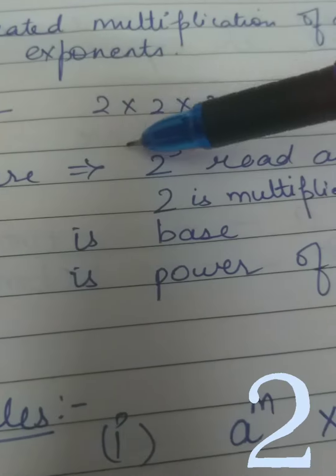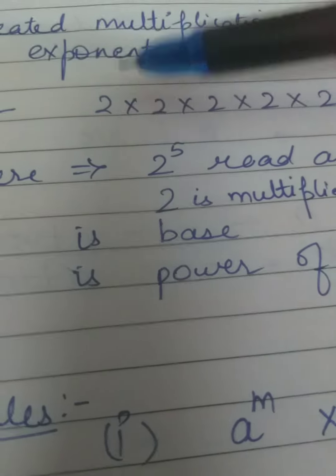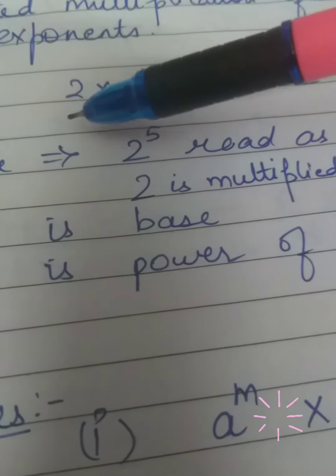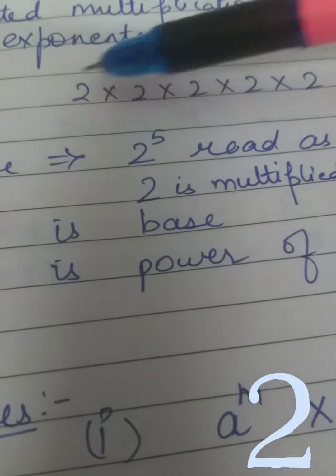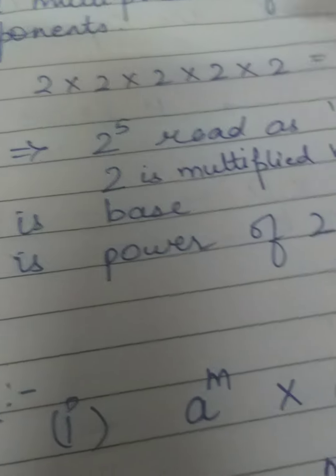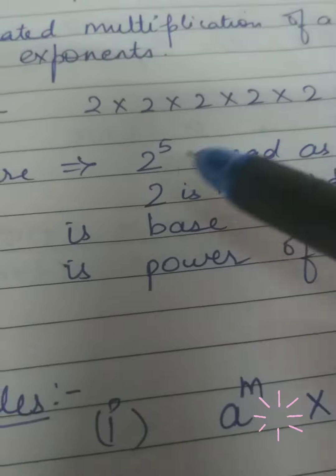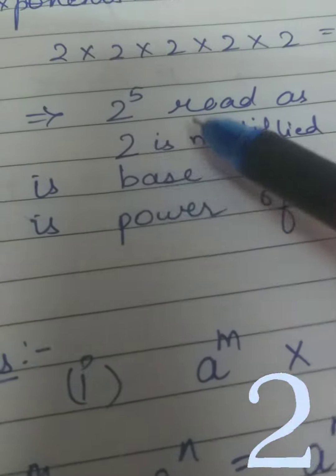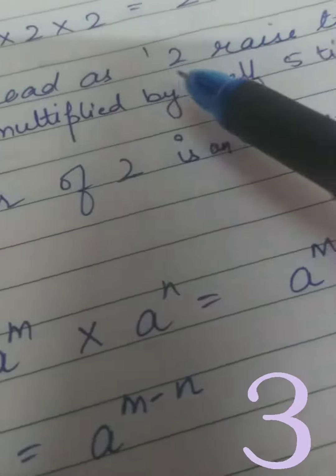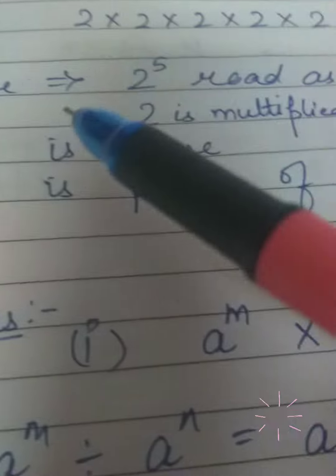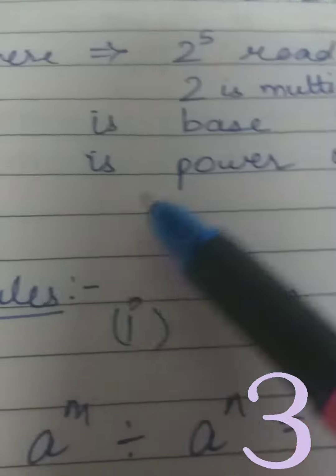It means if we are multiplying one number, for example 2, by itself, say 5 times: 2 multiplied by 2, multiplied by 2, multiplied by 2, multiplied by 2. This gives me 2 raised to power 5. So how will we read this? We will say 2^5 is read as 2 raised to power 5. Similarly, 2 is multiplied by itself 5 times. So 2 is the base, 5 is the power, also called the exponent.